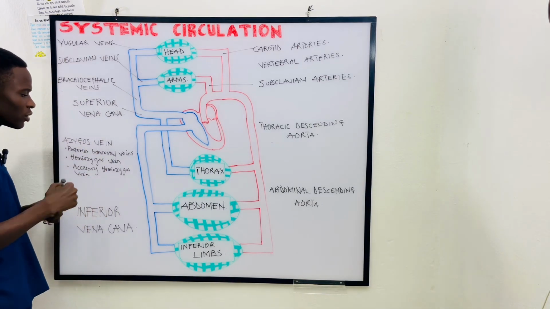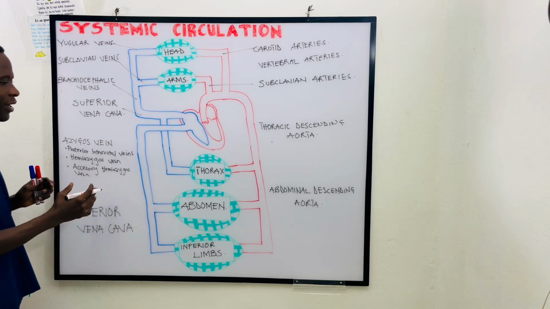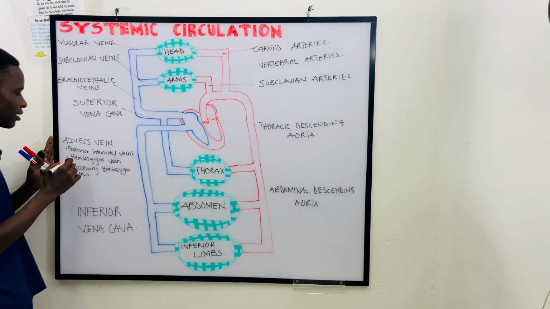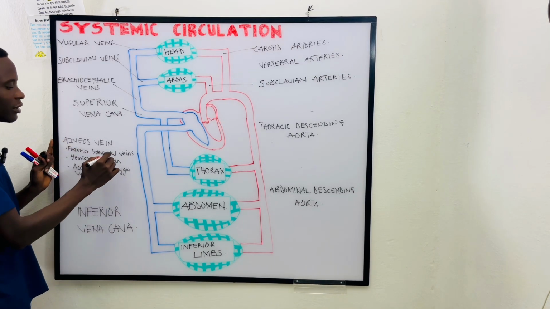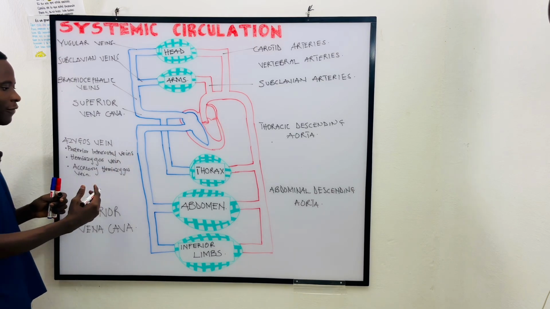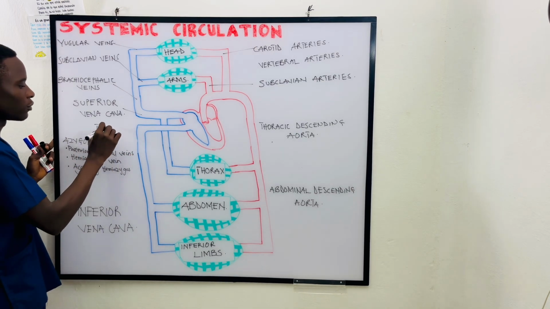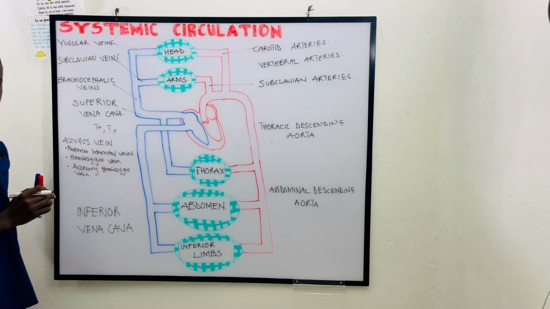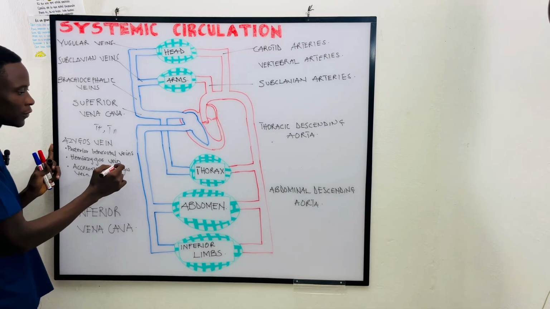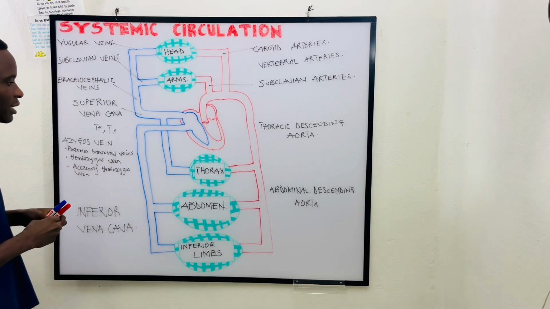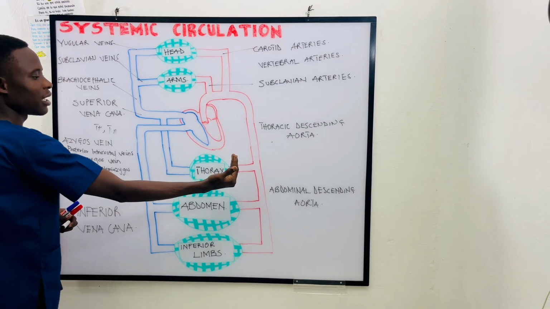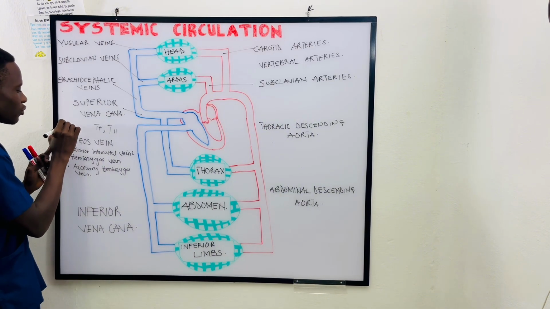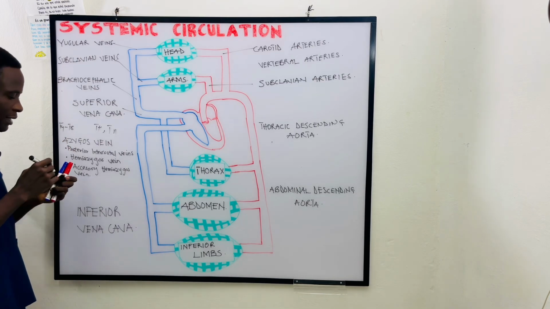The azygos vein has three main veins that deposit deoxygenated blood in it. We have the right posterior intercostal vein. The right posterior intercostal vein from T4 to T11 will bring blood into the azygos vein. You understand? And then the hemiazygos vein will take the blood from the left side, from T9 to T8, and then bring it into the azygos vein.